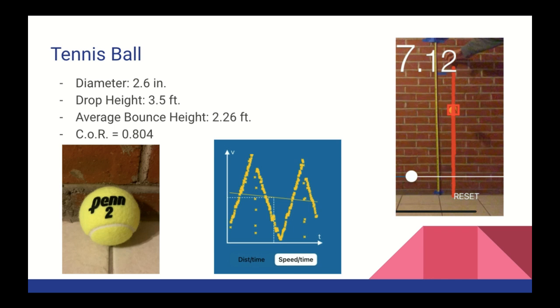The next ball was a tennis ball. The tennis ball average bounce height was 2.26 feet, which made the coefficient of restitution 0.804.